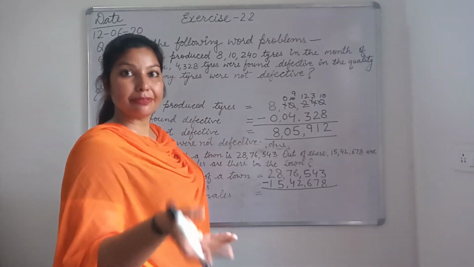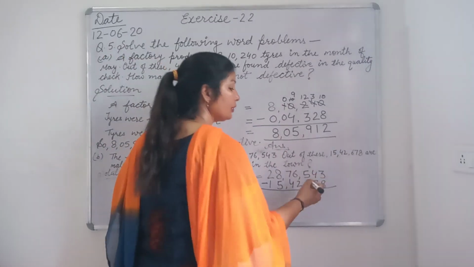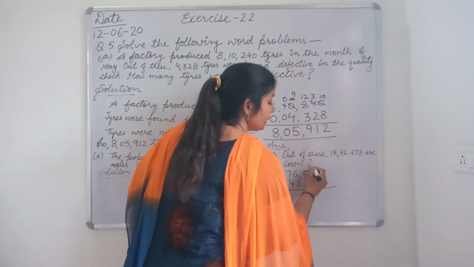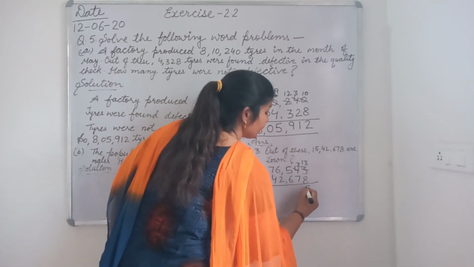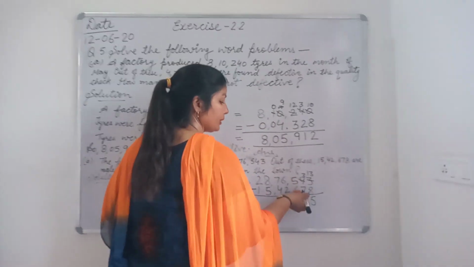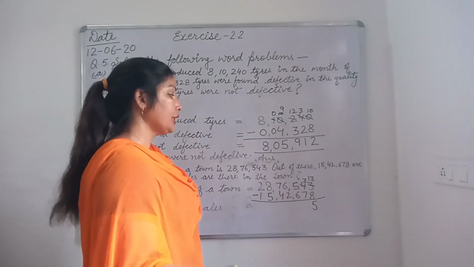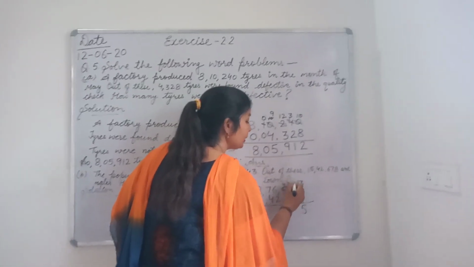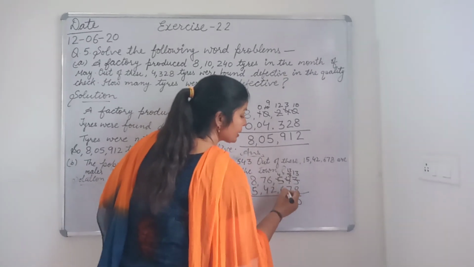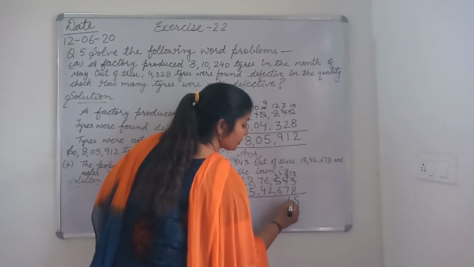So we can't subtract 8 from 3. So for that we will take borrowing. So there will be 3 and there will be 13. 13 minus 8 is 5. Now again we can't subtract 7 from 3. So again we will take borrowing. So there will be 4 and there will be 13. 13 minus 7 is 6.